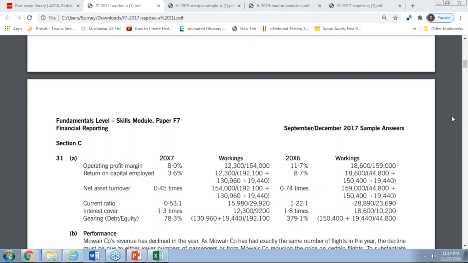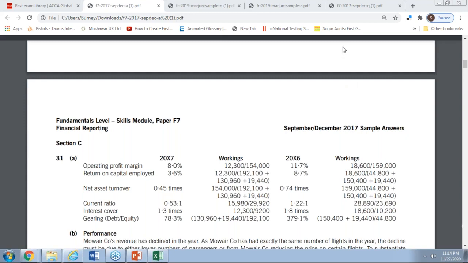Yes, it's 6.2%. So even if we remove the effect of the revaluation, it is 6.2%. So why is it still decreasing? Because there is a decrease in the profitability over the period.